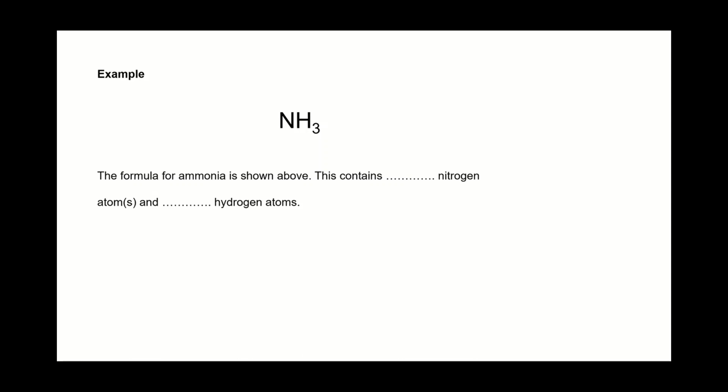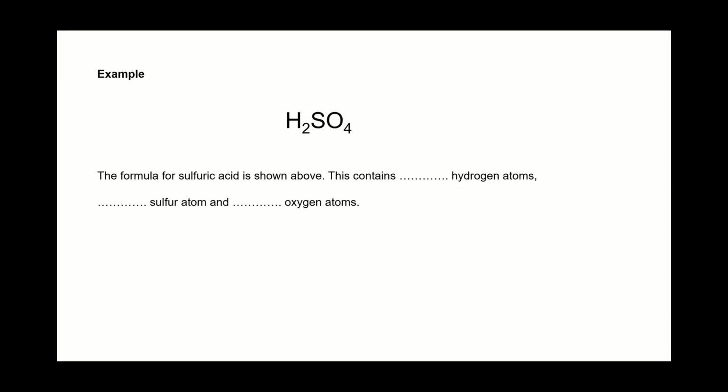The formula for ammonia is shown above, and this would be pronounced NH3. This contains 1 nitrogen atom and 3 hydrogen atoms. Once again, notice that there's no need to include the number 1 in the chemical formula. The formula for sulfuric acid is shown. This would be pronounced H2SO4. This contains 2 hydrogen atoms, 1 sulfur atom, and 4 oxygen atoms.